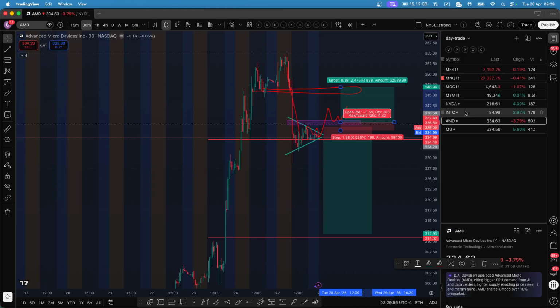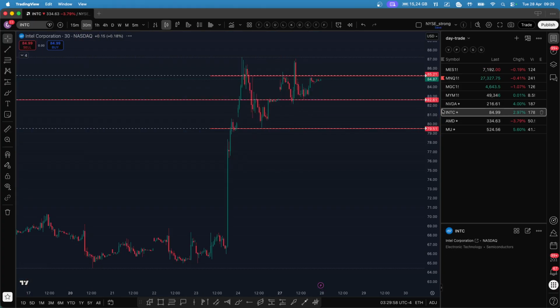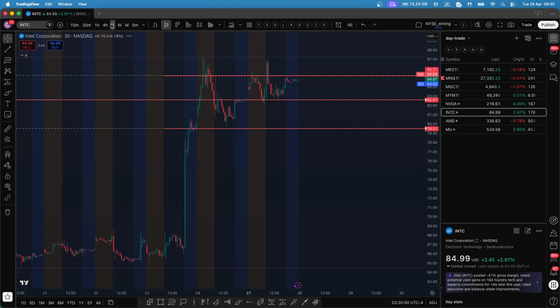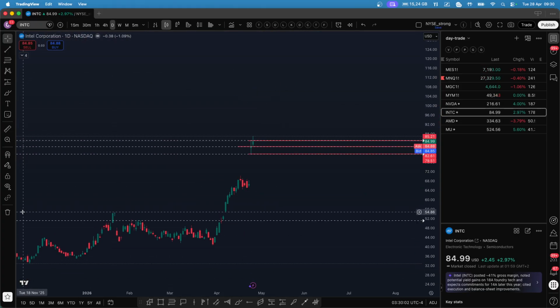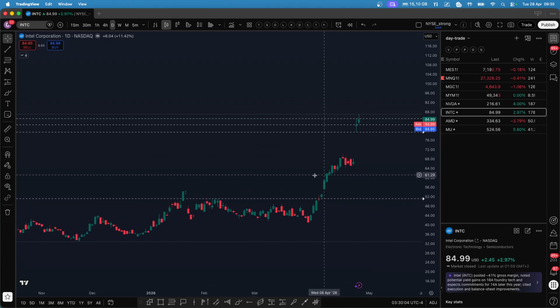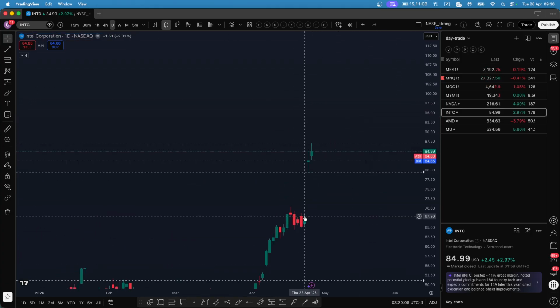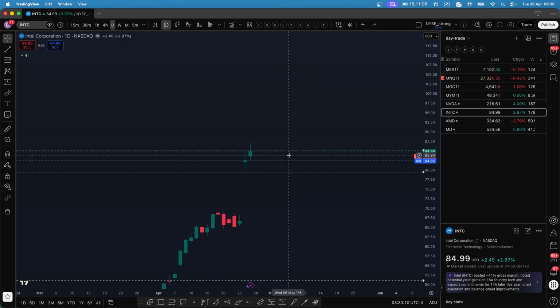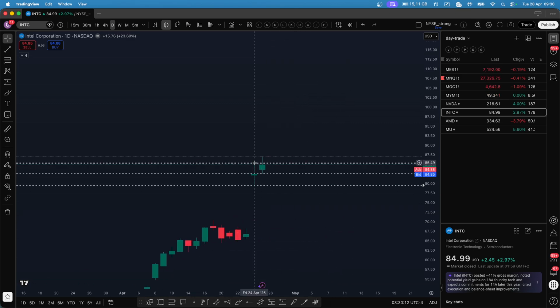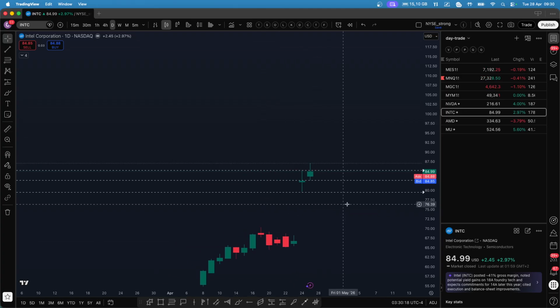Yeah, let's look at the INTC. For the INTC also, we have a huge up move. We have a gap here, and yeah, this is a gap and go scenario. Gap happened, and then continuation is happening.